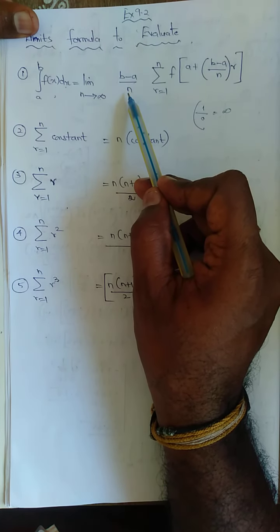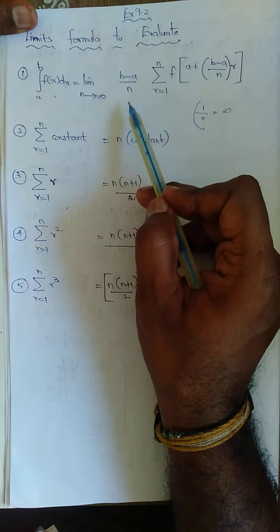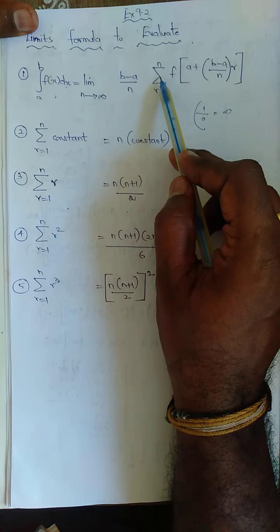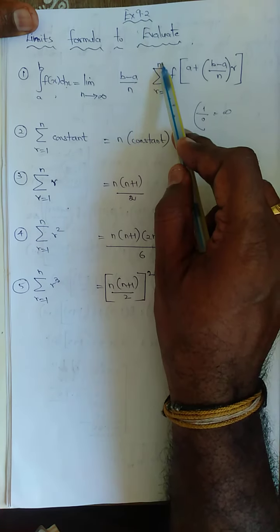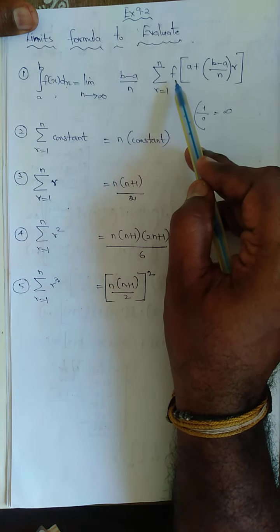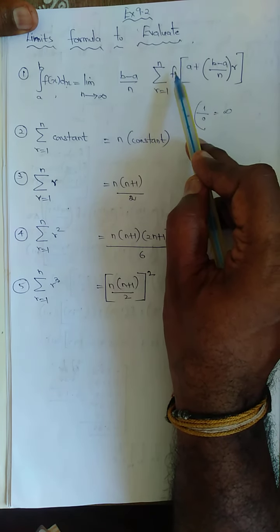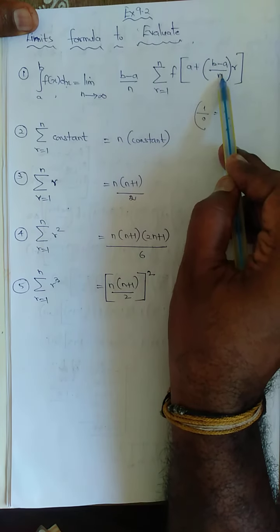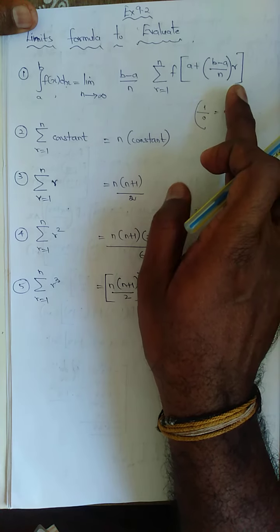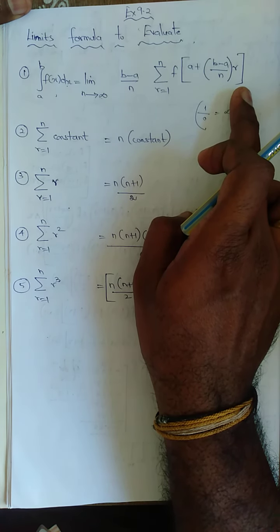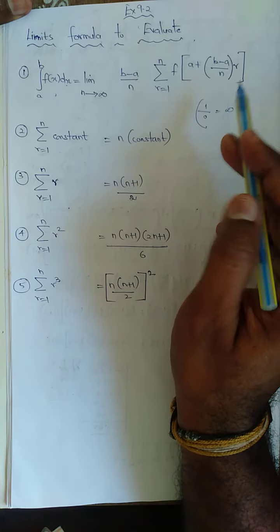Now, as we have studied in exercise 9.1, b minus a by n is nothing but h, which is equal to delta x, with sigma r equal to 1 to n. We can say summation also, we can say sigma also. Sigma r equal to 1 to n, f of a plus b minus a by n into r. If we memorize this formula, then the sums which we derive in this exercise are going to be very easy for you.